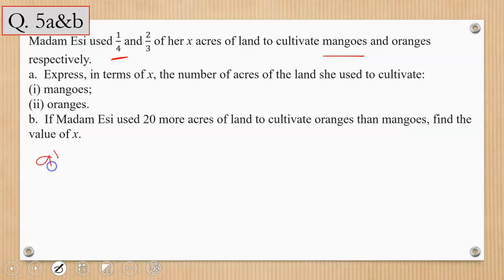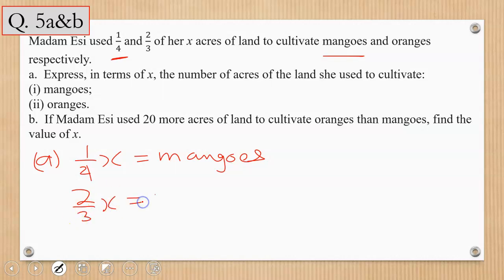Right, so for the first part of the question, we are to express in terms of X the acres of land used for mangoes. If mango has 1/4, then 1/4 of X was used for mango. And then that of orange is going to be 2/3 of X. That is for the oranges. So that answers the first part of the question, that is the A part.